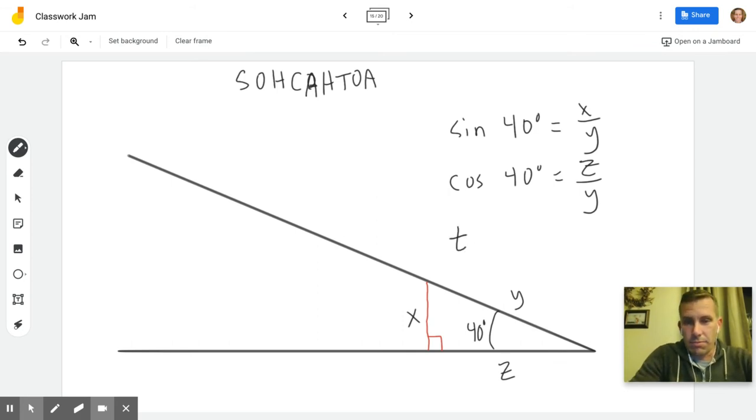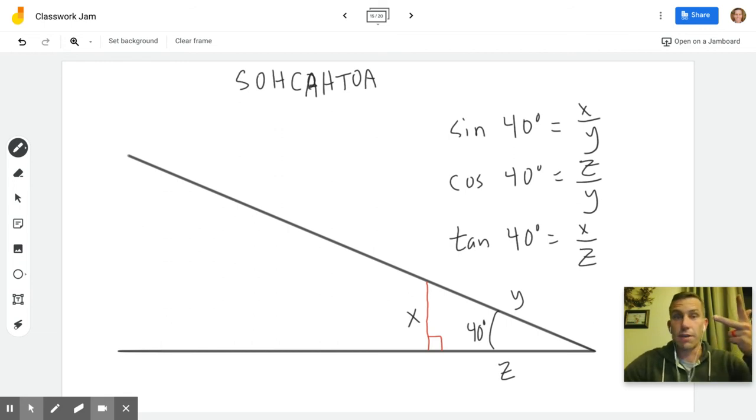Same with tangent. Tangent is opposite over adjacent. In this case, our opposite side, opposite the 40-degree angle, is x, and our adjacent side is z. So our ratio, tangent of 40 degrees, equals x over z. And this will change depending on the degree measure. So if this angle was 50 degrees, you can tell that the angle would change. It'd be a little bit bigger, like it would be a little more opened up. But the ratio between side lengths for sine, cosine, and tangent of 50 degrees would always be the same.